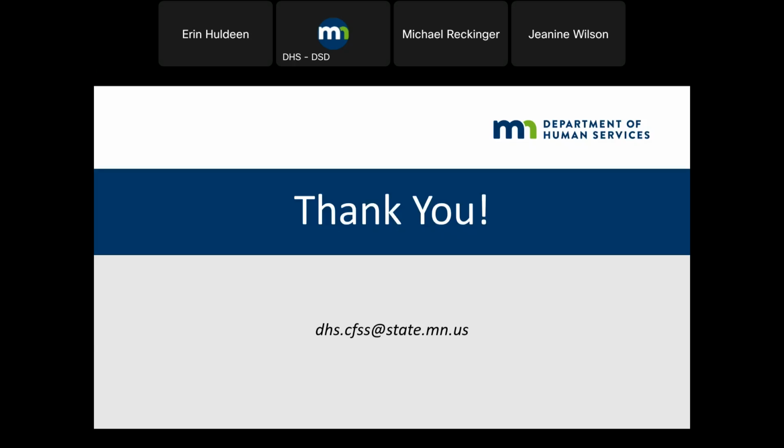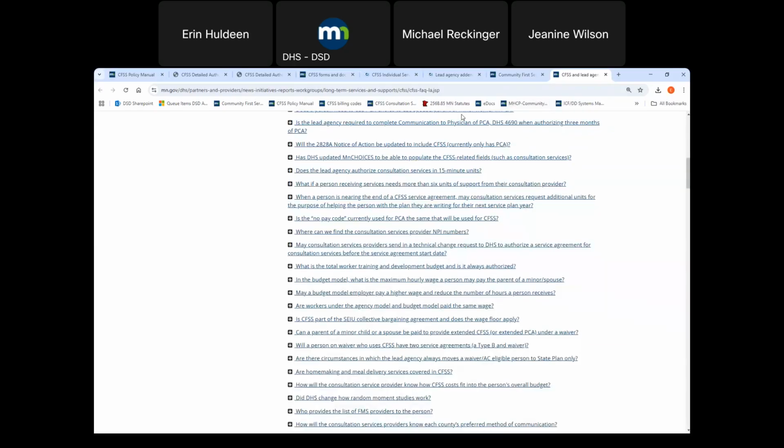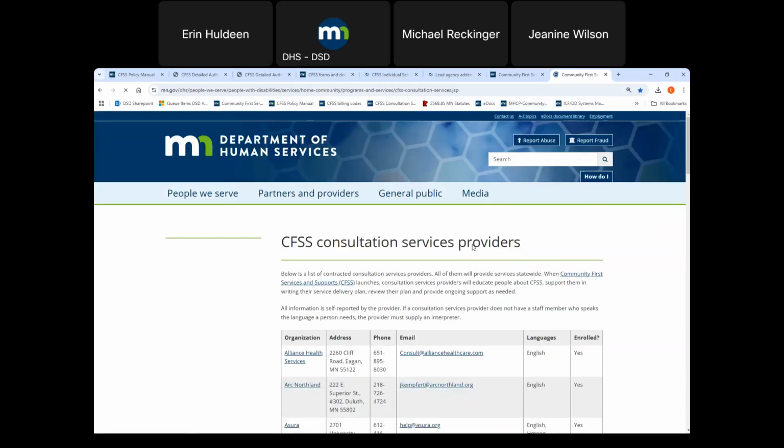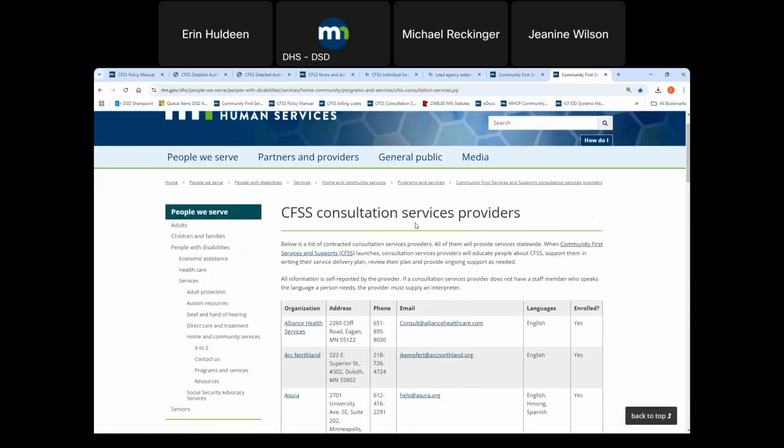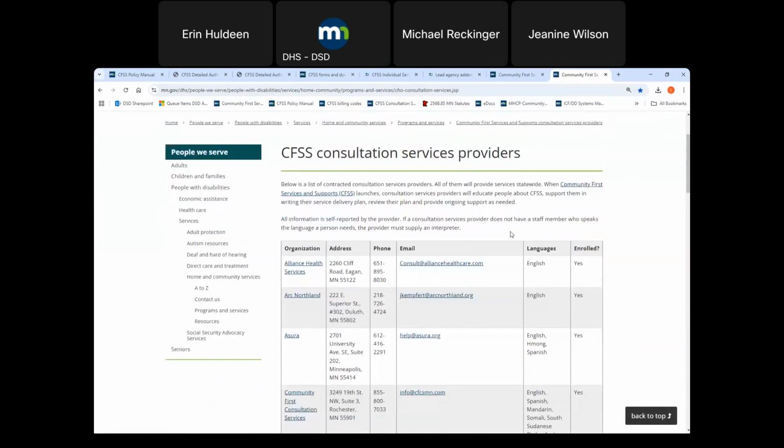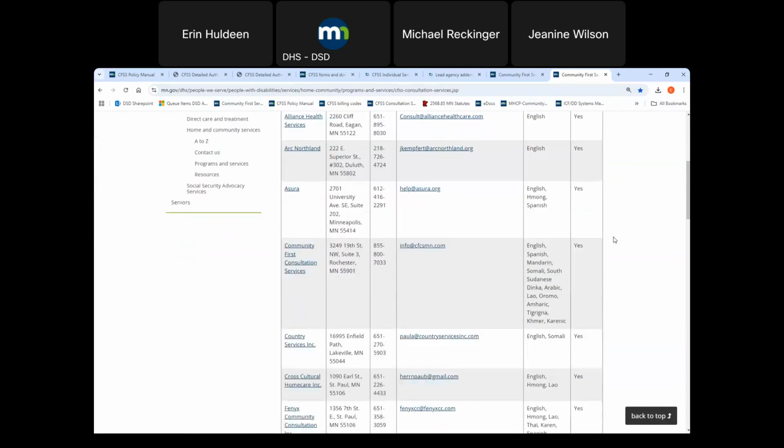There's a question of if the provider agency can get a list of consultation services providers to give to the participant. Yes, that's actually available online. So if you just Google consultation services providers in Minnesota, it'll direct you to our webpage that has, let me see if I can pull it up for you. And this is a copy of that page, CFSS consultation services providers. And so you could print this out and give this to the individual if you'd like.